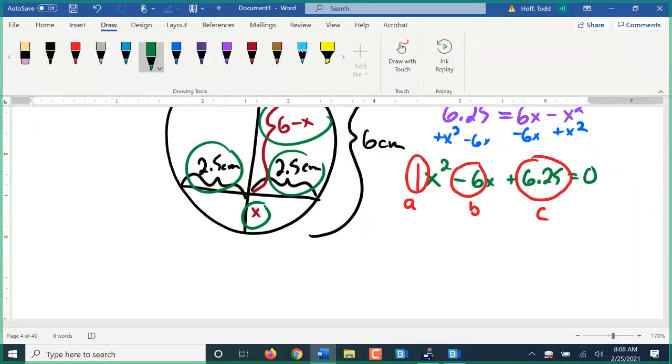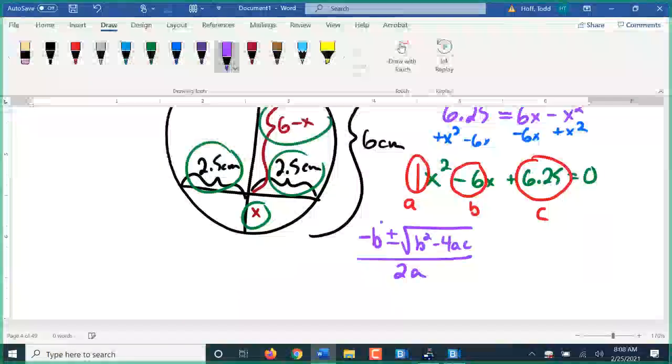So the formula is the opposite of B plus or minus the square root of B squared minus 4AC, all over 2 times A. This is called the quadratic formula. If you took Algebra 2 in high school, you probably saw it. Most likely you forgot about it by now because it's not something you use very often. We've made it through 22 weeks of math without having to use it up until this point.